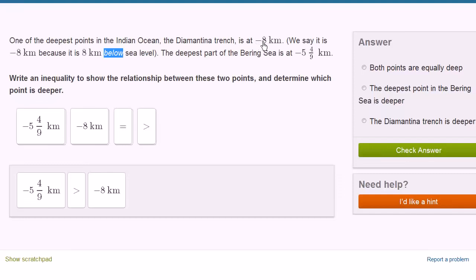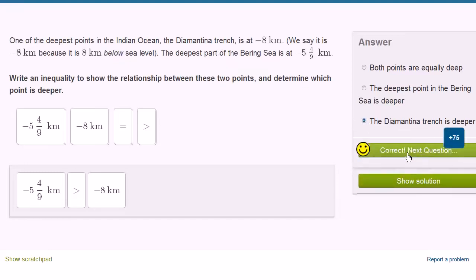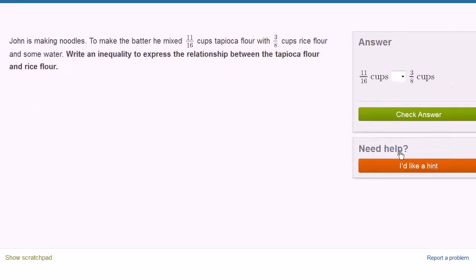And this is fun because in some of these questions you actually learn things. I always thought that the deepest part of the Bering Sea. Well, anyway, we can talk about that another time. So at -8 kilometers, the Diamantina Trench is deeper. Let's do one more.